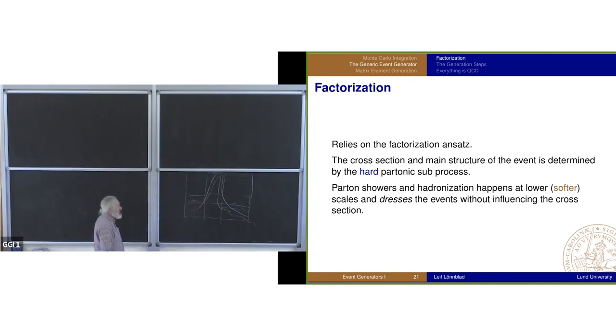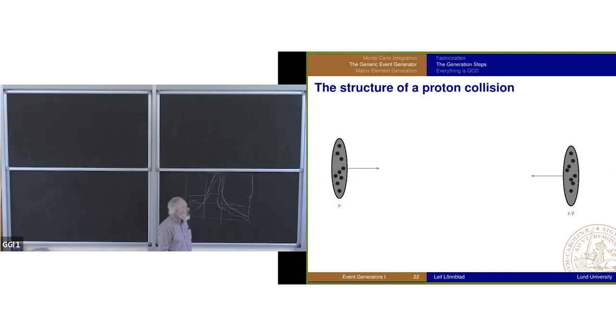So this is basically what I said before. You dress the event, starting from a few partons. Cartoons are always nice. And this is step-by-step what we do in one of these event generators. You start out with, in this case, proton-proton, about to collide.